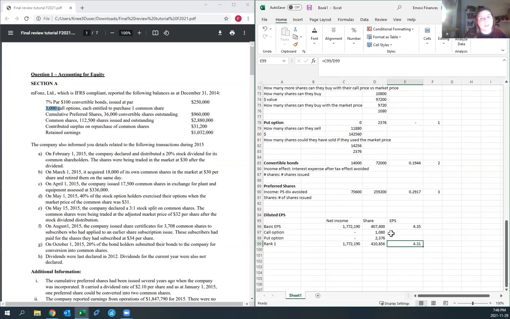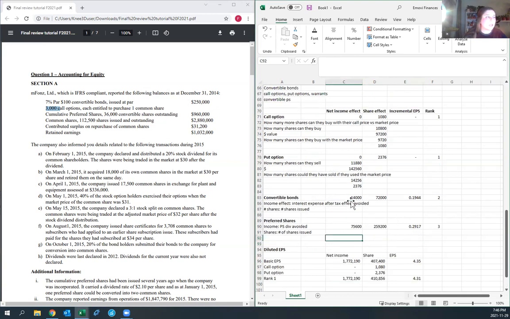Do you mind repeating how you got the income effect of the bonds? Yeah, sure. So the income effect is the interest expense that's been avoided after tax, because your net income is after tax. So first what I did is I took the amount net of tax, so 1 minus your tax rate of 20%. Then I did the book value of my bonds times the interest rate. Because when you're calculating the interest expense for convertible bonds, you're doing your book value times your interest rate.